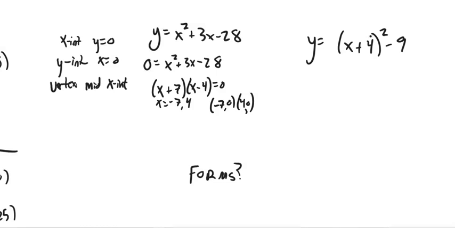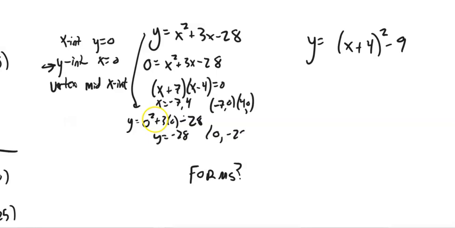So there's my x-intercepts. For my y-intercept, I'm going to let x be 0. So y equals 0 squared plus 3 times 0 minus 28. So this is all just a 0. So y equals negative 28. So when x is 0, y is negative 28. Okay, so I've got x-intercepts, I've got y-intercept.